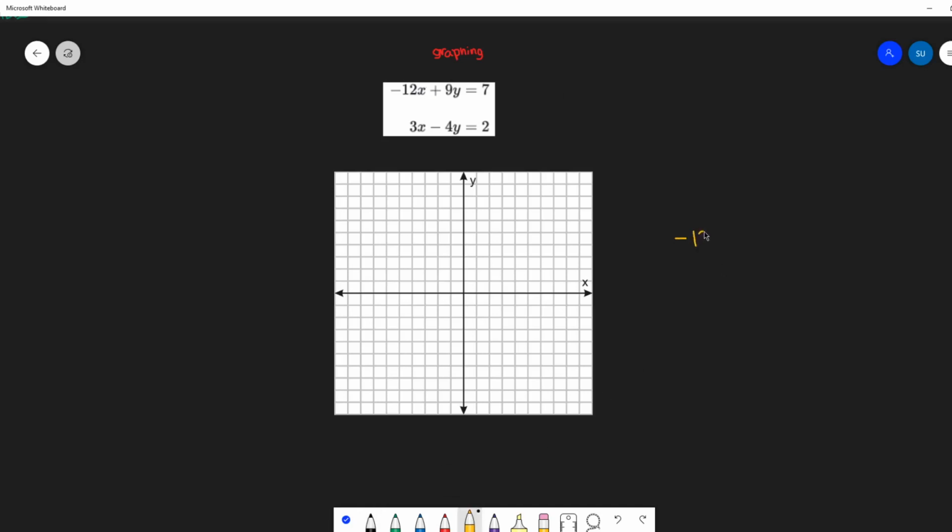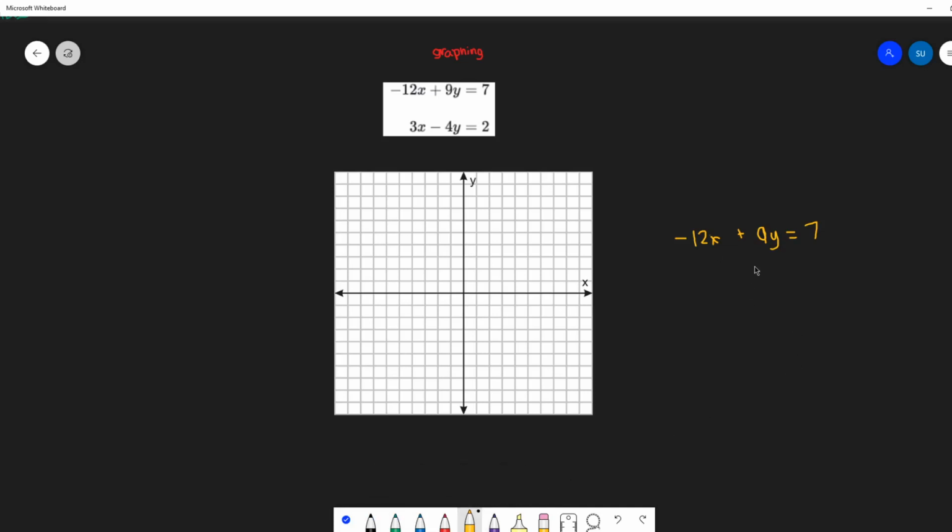So negative 12x plus 9y equals 7. In order to find the intercept value of one of them, you have to set the coordinate, whether it's the x coordinate or the y coordinate, to 0. So first I'm going to find the y-intercept, and when you have a y-intercept, the x value is going to be 0. So I'll set x to 0.